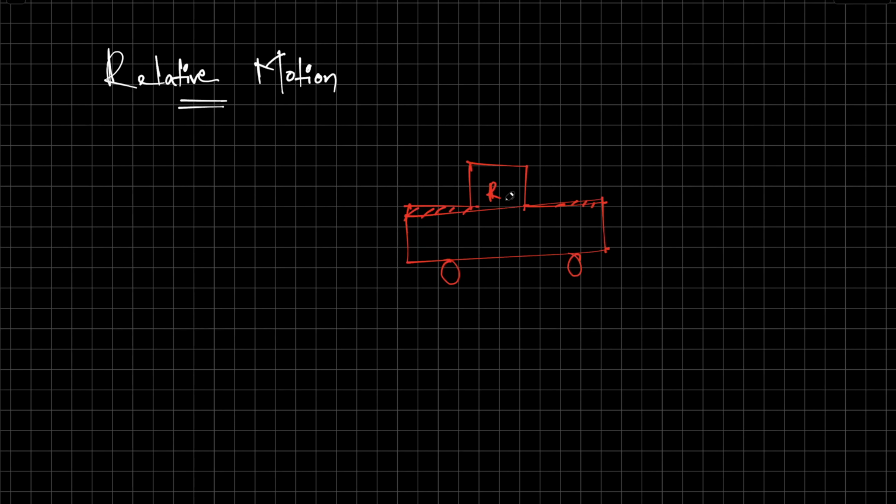In this video, I'm going to talk about relative motion. Consider this scenario. We have two moving cars. The first one is a red car. Let's call it R. It's moving with a velocity of 80 kilometers per hour to the right.